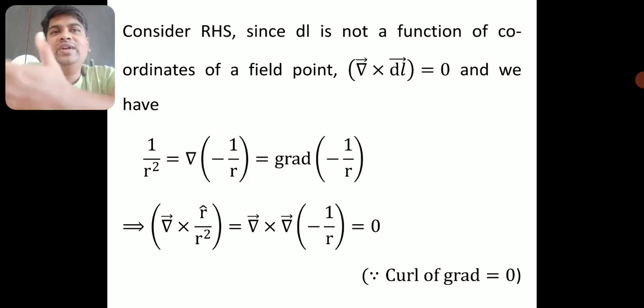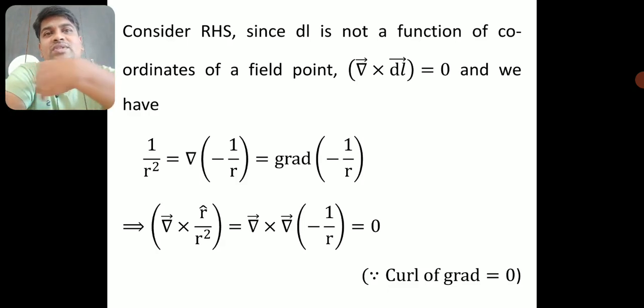So this is in no way connected to a magnetic field. The dl is absolutely a length. This length is in no way connected to a magnetic field. It is not at all a coordinate of the magnetic field. Therefore, the curl of this length vector is absolutely zero.